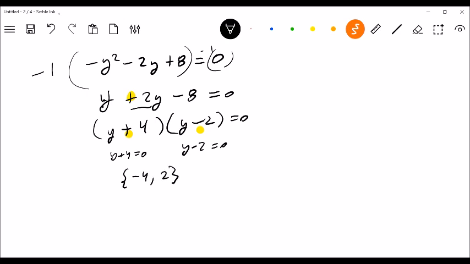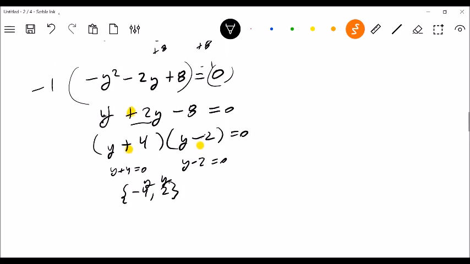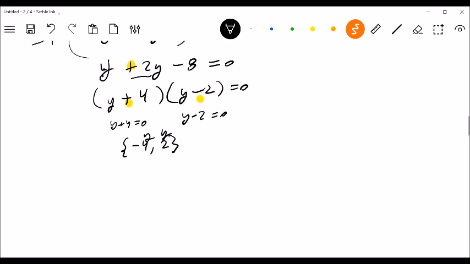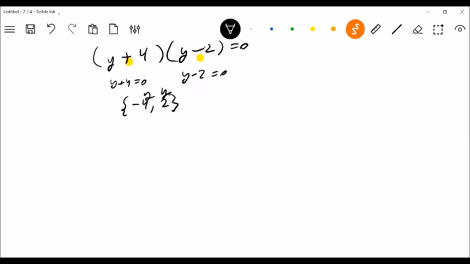Oh, but it's not the full solution set because these are both y's. What it is that now we have 2 possible y's to work with. So we need to figure out when y is negative 4, what's the x with it? And when y is positive 2, what's the x with it?